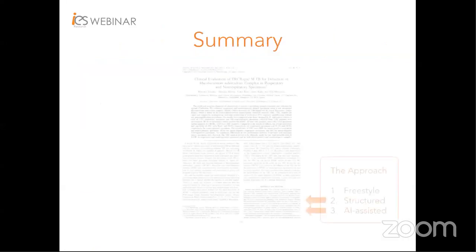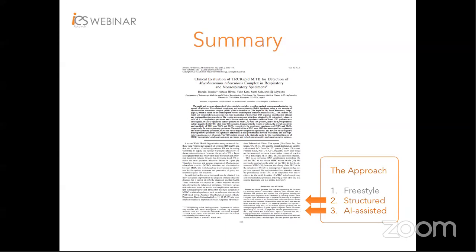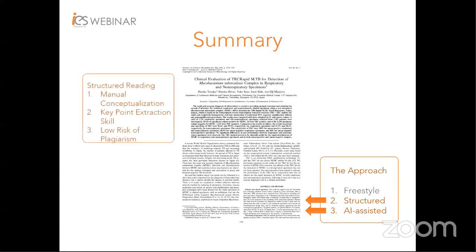In a nutshell, when reading a research paper, the process of comprehension is suggested to be more effective and efficient with a structure. From the two reading styles discussed, structured reading approach, consisting of the three-pass approach and the IES storyboard, requires manual conceptualization, which over time enhances the reader's key point extraction skills as well as critical thinking skills. Also, the risk of plagiarism could be avoided.